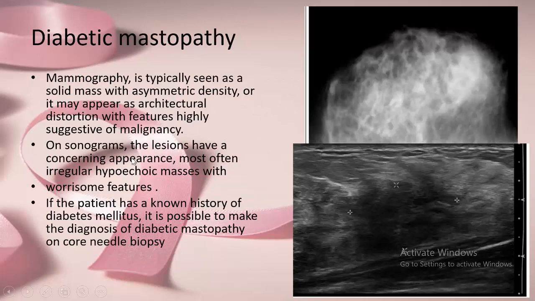So if we find an inflammatory process in the breast in a non-lactating female, first question, ask the patient if she is diabetic or not. Mammography typically shows a solid mass with asymmetrical density, or it may appear as architectural distortion with features highly suggestive of malignancy. On sonogram, the lesions have a concerning appearance. They may be irregular hypoechoic masses with worrisome features, and sometimes we need to take a biopsy. If the patient has an unknown history of diabetes, it is possible to make the diagnosis of diabetic mastopathy on core needle biopsy.